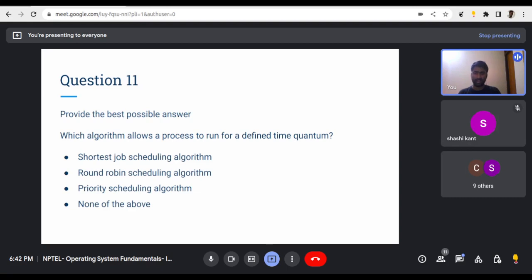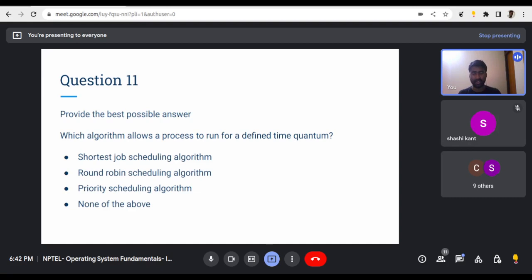So these are the scheduling algorithms. This question is related to the scheduling algorithms. So the scheduling algorithms are for the short term scheduler, as you may know. Which scheduling algorithm allows a process to run for a defined time quantum? Is it the shortest job scheduling algorithm, round robin scheduling algorithm, priority scheduling algorithm, or none of the above?